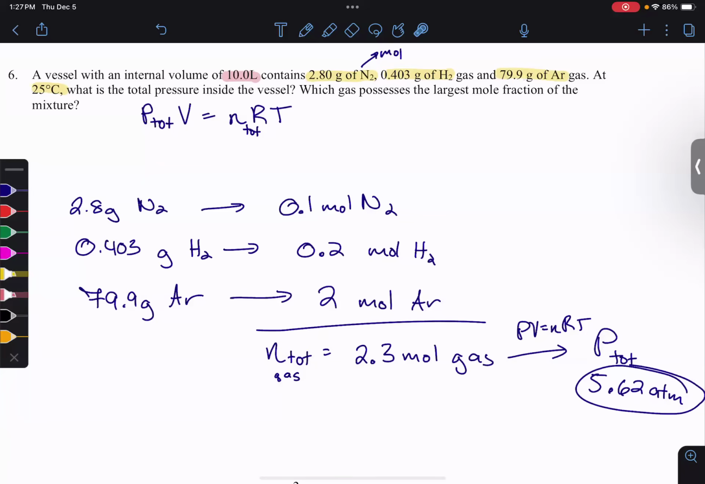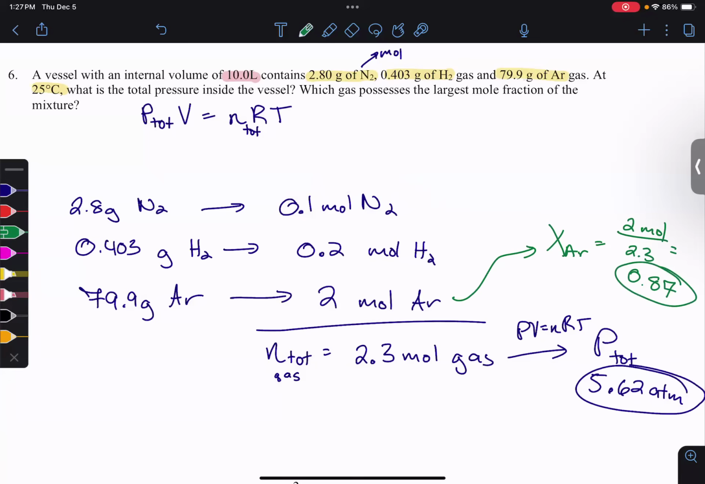We can probably determine this without even calculating anything. Just look at the mixture right now. There are all my mole amounts. Which substance is present in the largest quantity in mole amounts? It's argon, all right? So argon has the largest mole fraction. You could calculate it: the mole fraction of argon is equal to 2 moles over 2.3. I think that's equal to 87%.